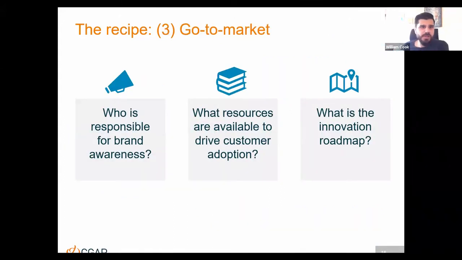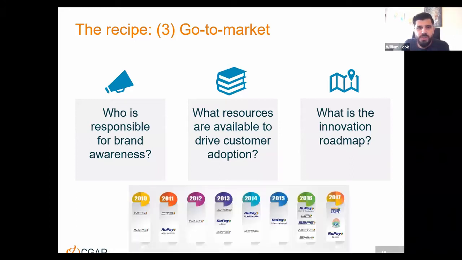Okay, and then on go-to-market, this last stage, you know, thinking about things like who's responsible for brand awareness, what resources are available, what's the innovation roadmap, how is this thing going to move forward? Just as an example here, this little image at the bottom is the first 8 years of NPCI in India. And you can see that they averaged the release of more than 2 products a year for almost the first decade of their operation. So it's really going beyond thinking about interoperability as a project, as a single problem to be solved, and more around thinking about how we continue to innovate and continue to offer this service in the market.